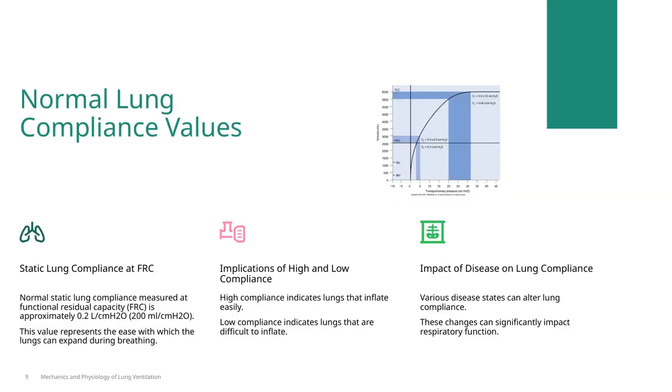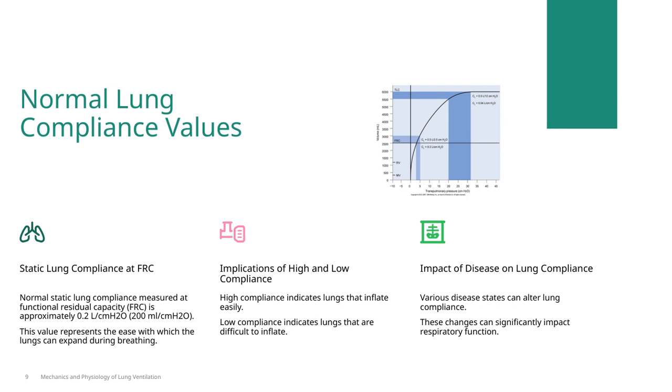Let's discuss the implications of lung compliance, which is a key factor in understanding how well our lungs can expand during breathing. When we say high compliance, it means the lungs can inflate easily with little effort. Think of it as being very stretchy or flexible. On the other hand, low compliance indicates that the lungs are more stiff and require more effort to expand, making breathing more difficult.